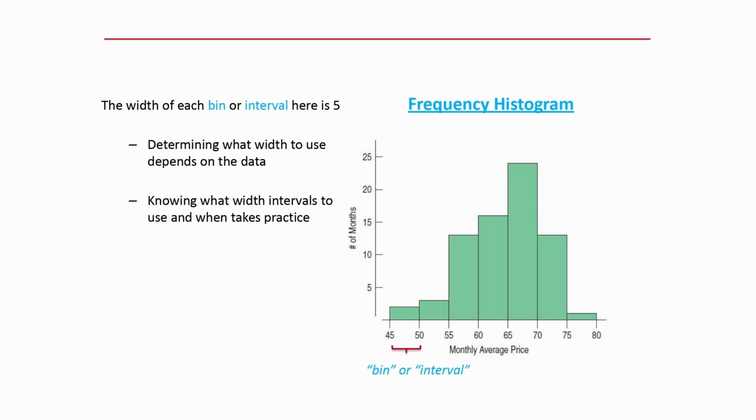Now, before I started making this graph, I first had to determine how big my intervals or my bins were going to be. I picked 5, but you could pick anything, $1, $2, $7, $10, and it's not that there's a right or wrong answer, but how big you want your categories to be will determine a little bit what your graph looks like in the end.